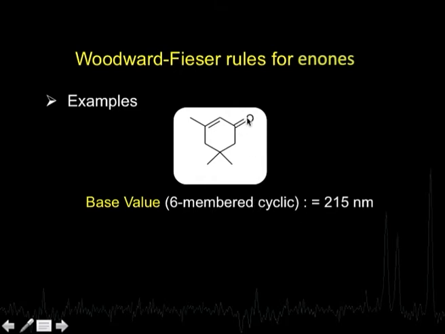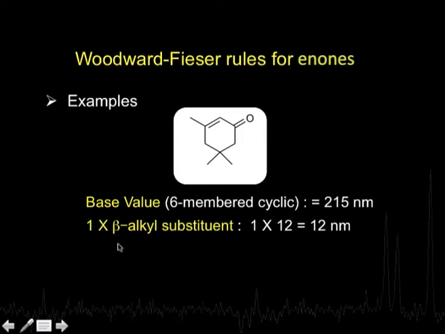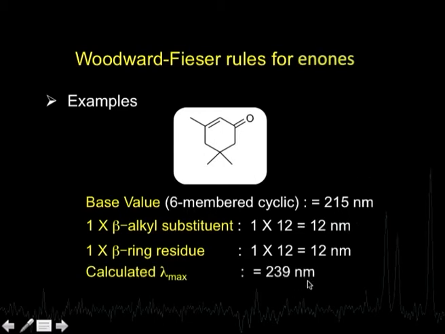So we start from here. This is my carbonyl group, this is my alpha position, this is my beta position. At the beta position there are two things now. This is my ring residue, and this is the alkyl substituent. So one beta alkyl substituent gives me 12 nanometers. And then we have one beta ring residue at the beta position. Incidentally, the two have the same contribution of 12 nanometers each. So we get 12 plus 12, 24, and 215, that gives me a value of 239 nanometers.